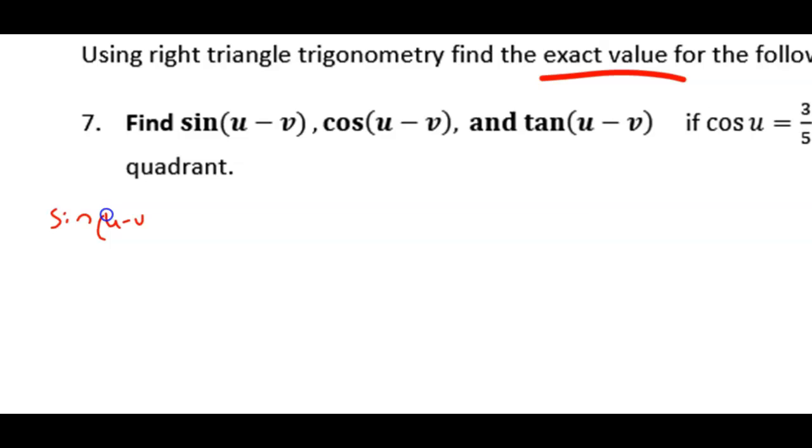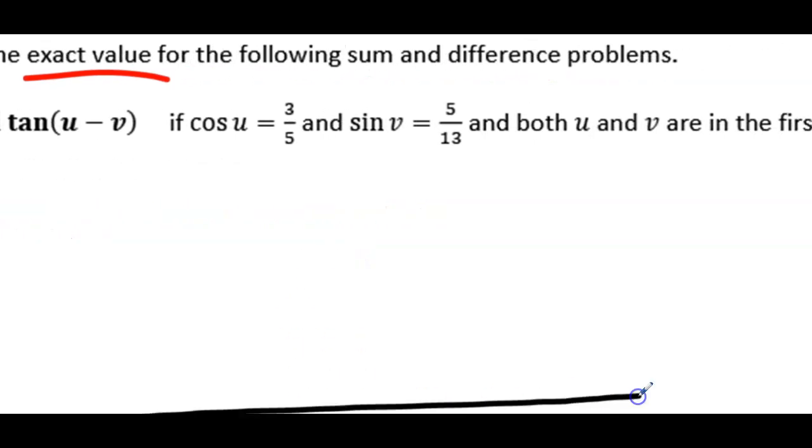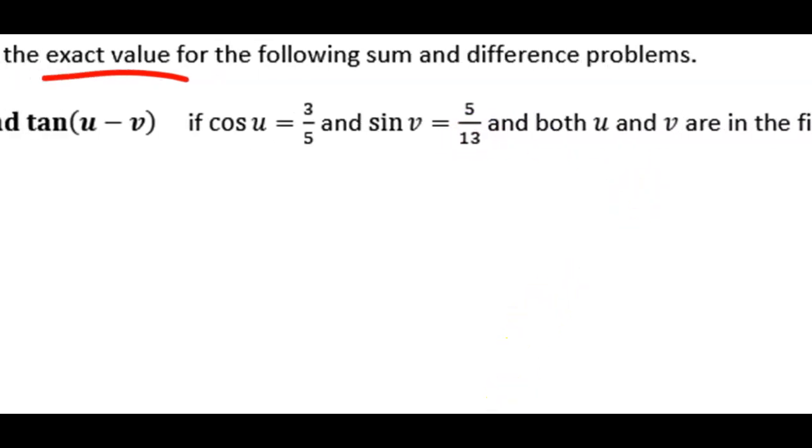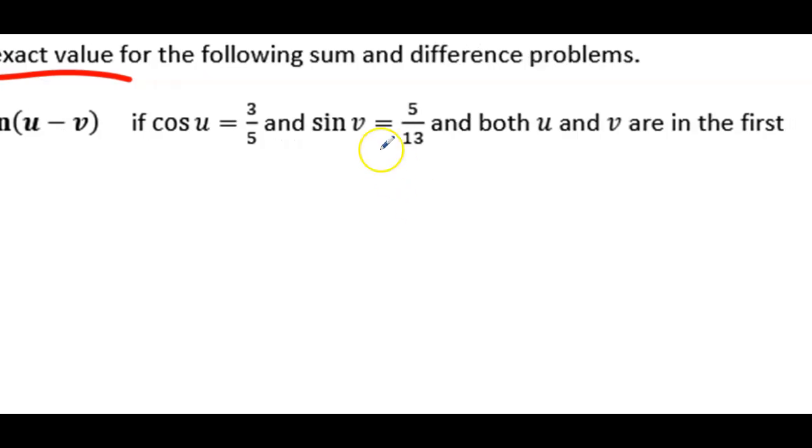Sine of u minus v equals sine of u cosine of v minus cosine of u sine of v. Wait a minute, I'm jumping the gun right here. Cosine of u and sine of v are both in the first quadrant. Yep, so let's do this first. Let's address u, first quadrant.